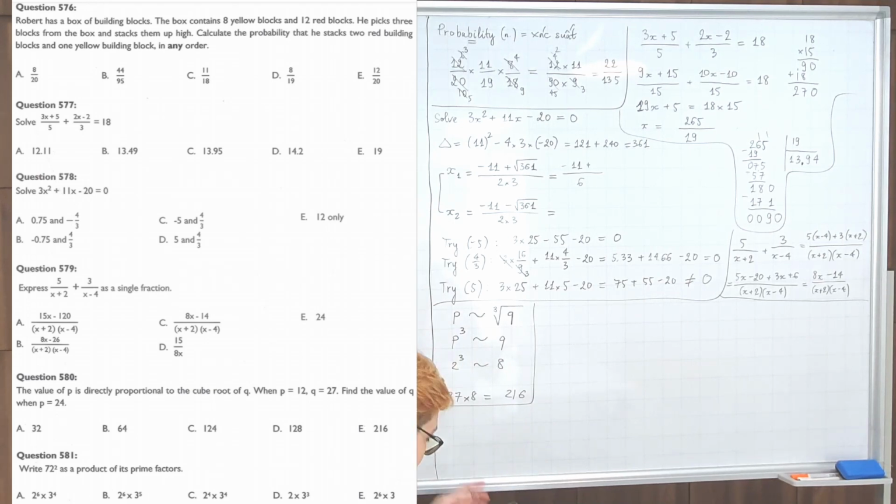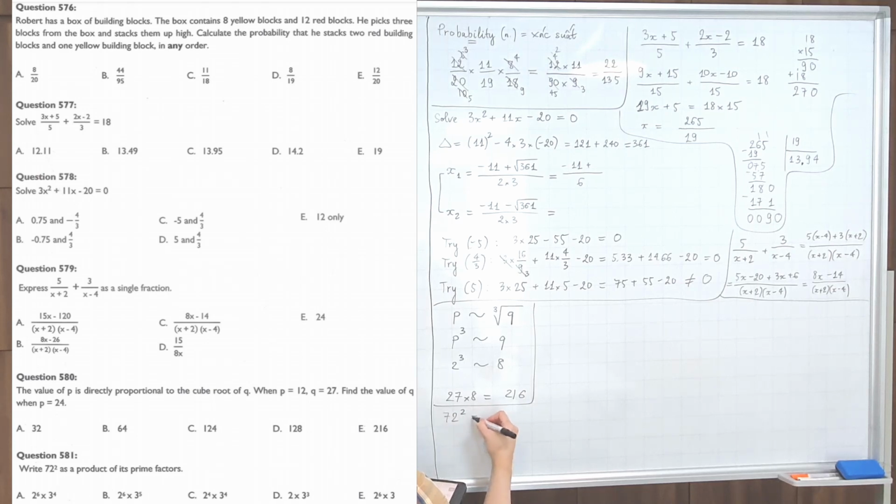Prime factors. Write 72 squared as a product of its prime factors. Viết cái số 72 bình phương này như là cái tích số, product của tích số nha. Như là cái tích số của những thành phần chính của nó. So it means you have to rewrite this one in any of these answers. Okay, try it.